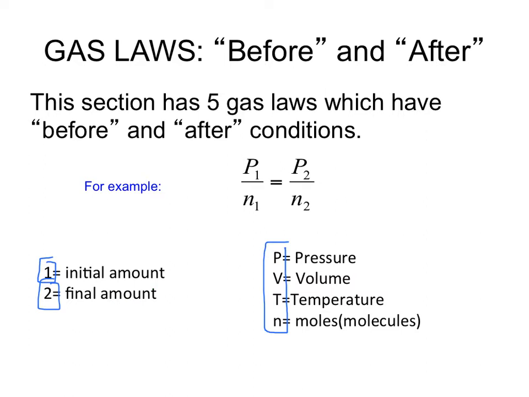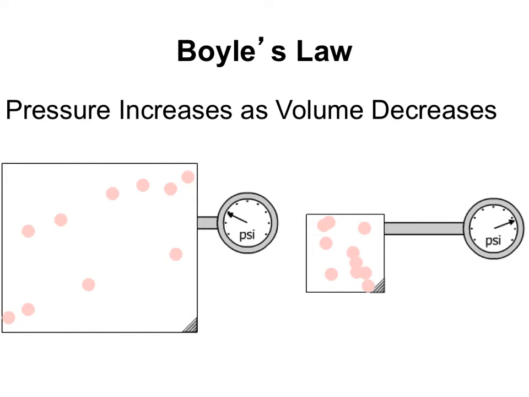If we take a look at our equation in the middle, this is basically saying that the initial pressure over the initial moles is equal to the final pressure over the final moles. We learned in the last section called gas relationships that pressure and volume have an inverse relationship. When pressure goes up, volume goes down, and vice versa.